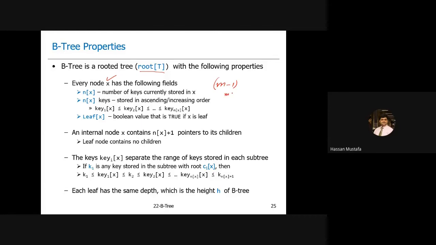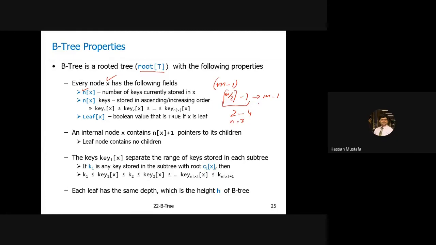We saw that it was m by 2 minus 1 keys. So the range should be between m by 2 minus 1 till m minus 1. Whatever the number of keys we have at the current time is called the n of x. Okay, so if it's a 5-way tree, it can have maybe between 2 to 4 keys. So if it has 3 keys, then n of x is equal to 3. Okay, that's the concept here.